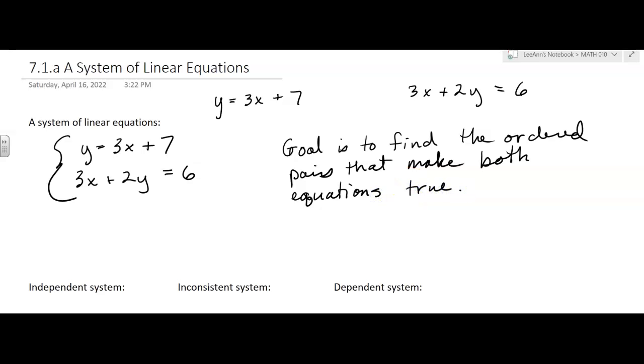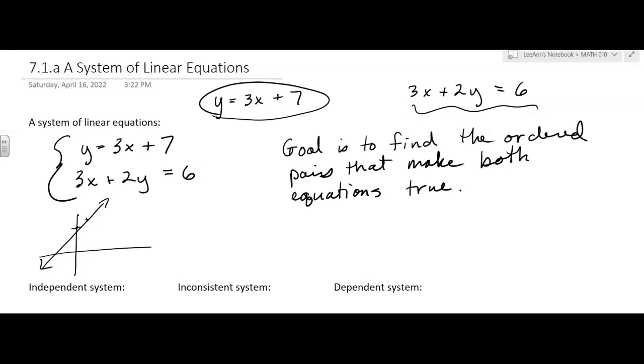Okay, that's the goal. So like if you were to graph this, we know we can graph a linear equation. So, quickly you could graph that. It has an intercept at 7 and a slope of 3, and that's a very rough sketch, but something like that, right? It makes a line. Well, you could also graph this, 3x plus 2y equals 6. So you're looking for the points that make both equations true.